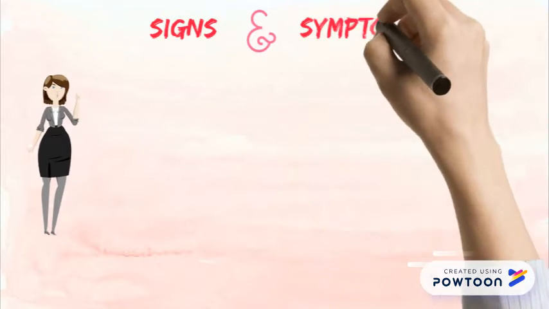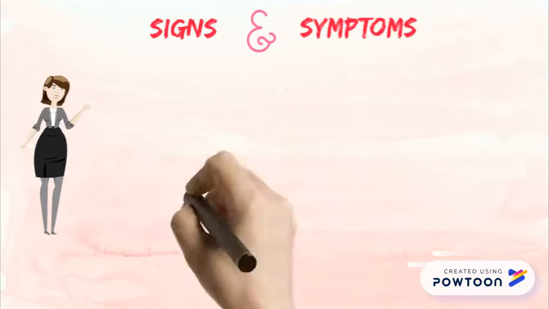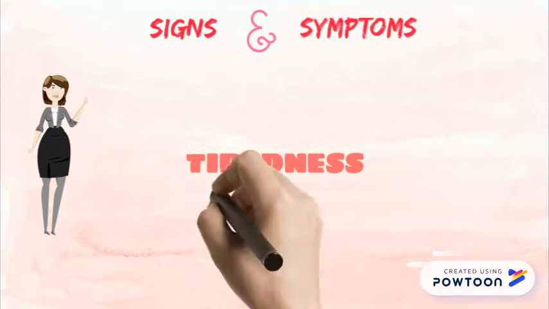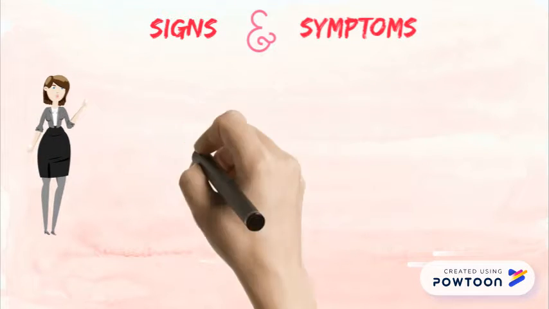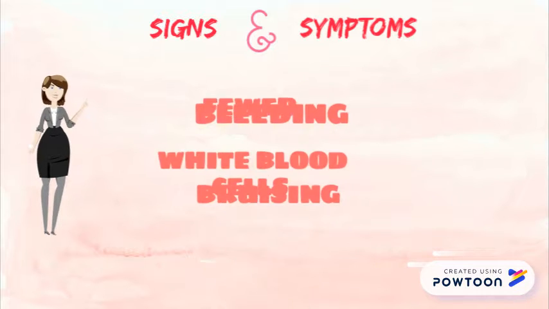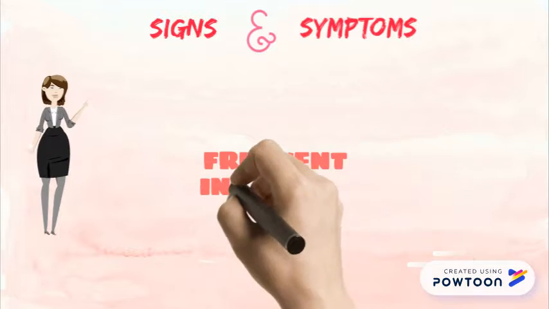Signs and symptoms of leukemia. Because of the decreased red blood cells, this leads to the symptoms of weakness, tiredness, and fatigue. Also, decreased platelets will cause prolonged bleeding and easy bruising. Fewer white blood cells will lead to more frequent infection.